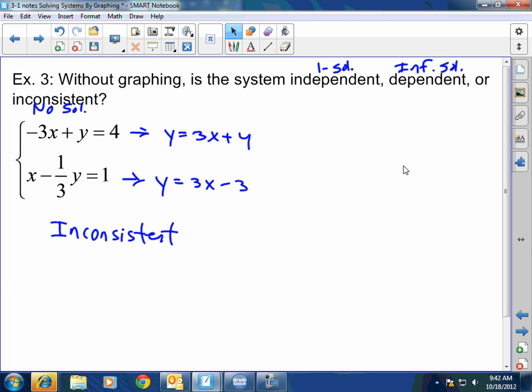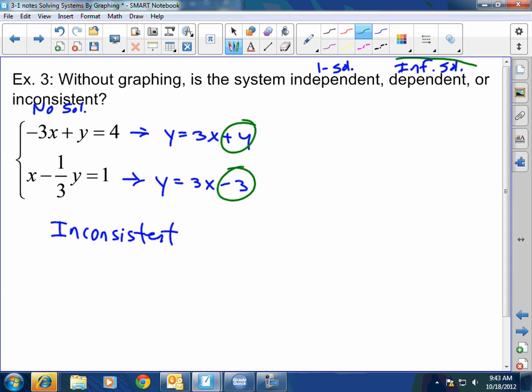That's inconsistent. I didn't say it's the same line. You have same slope, different y-intercepts. They're parallel. Same slope, parallel, different y-intercepts. Inconsistent, no solution. Same slope, same y-intercepts, same line. Then it would be dependent.